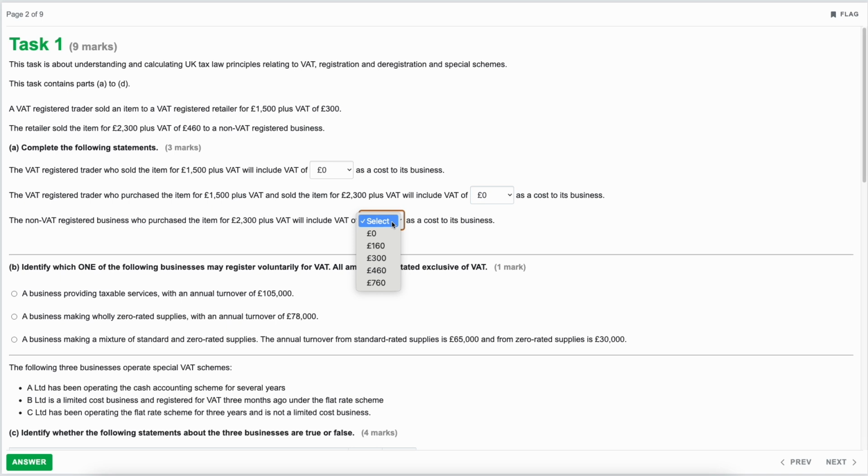Now, the difference is with this one, they are non-VAT registered. So this means that they cannot claim back the VAT on this purchase. And therefore, because they cannot claim it back, it would go as a cost within the business's accounts. So all we need to do is work out 20% of our £2,300 by multiplying it by 20%, which would come to 460. So as I said, because they cannot claim that back, it would go as a cost within their accounts.